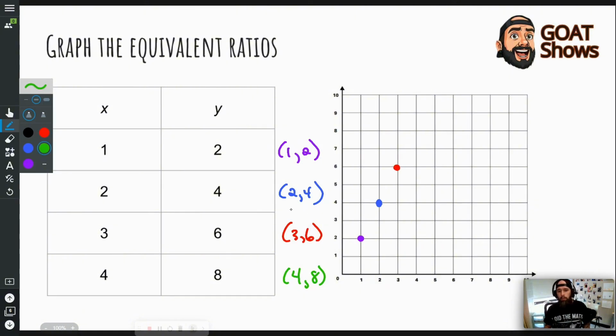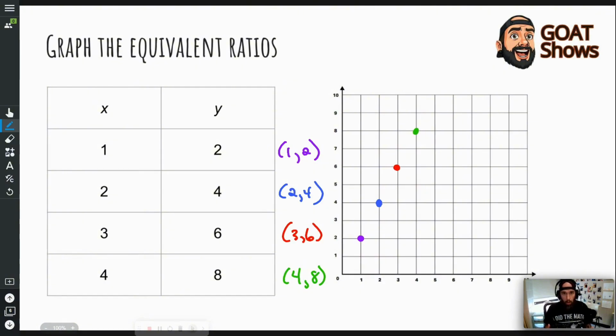And green, my favorite color. 4, 8. Start at the origin, 0, 0. 1, 2, 3, 4, go up 1, 2, 3, 4, 5, 6, 7, 8. And look at that. If I wanted to, I can connect those dots and they will give me a straight line.